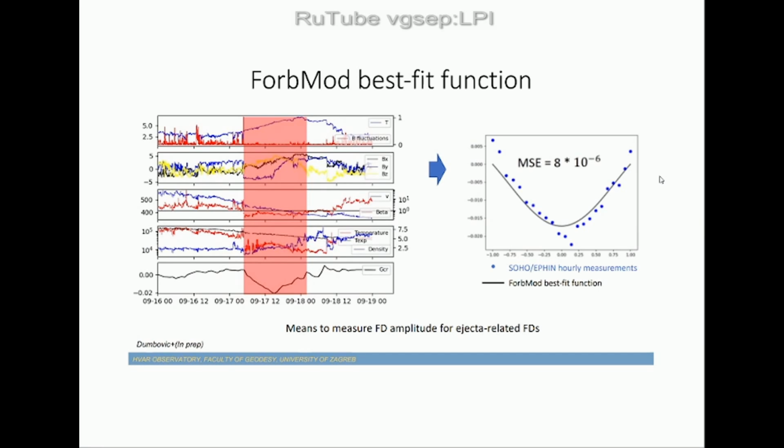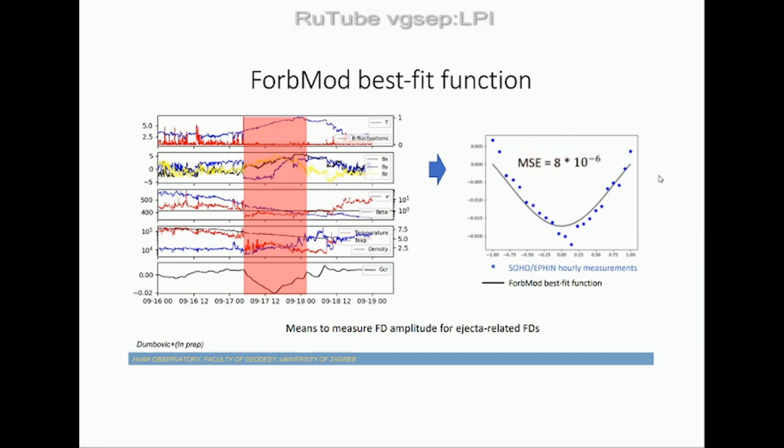And of course, when you make a best-fit function to this profile, which is shown here, you can also calculate goodness of fit by using mean squared error. But the problem is you don't know what this mean squared error means, right? So for instance, in this example, we got this number, but we don't know how good or bad this is.